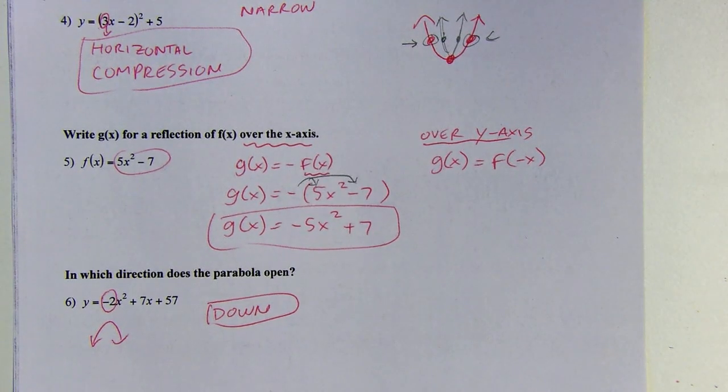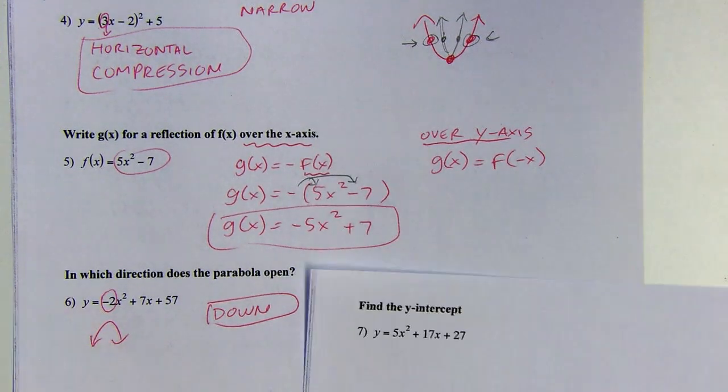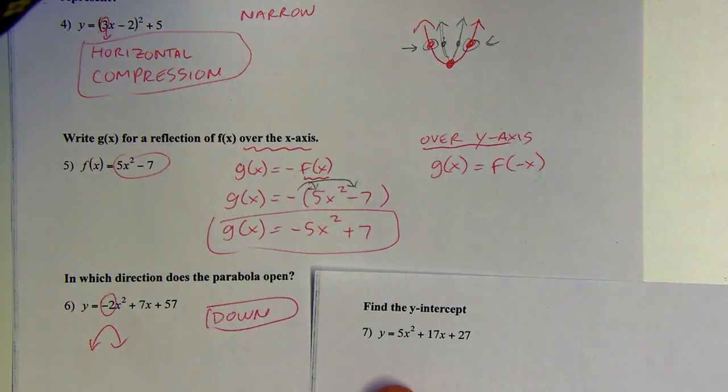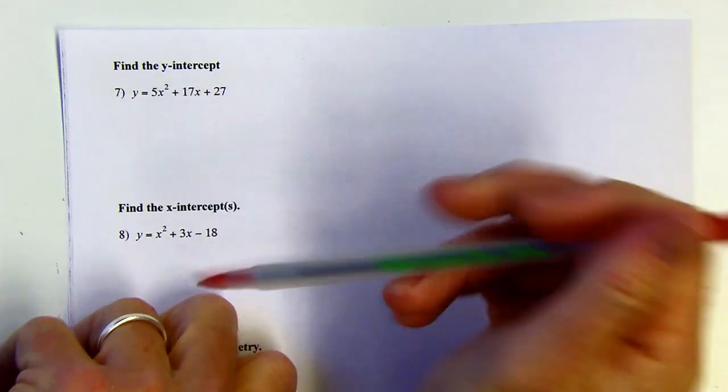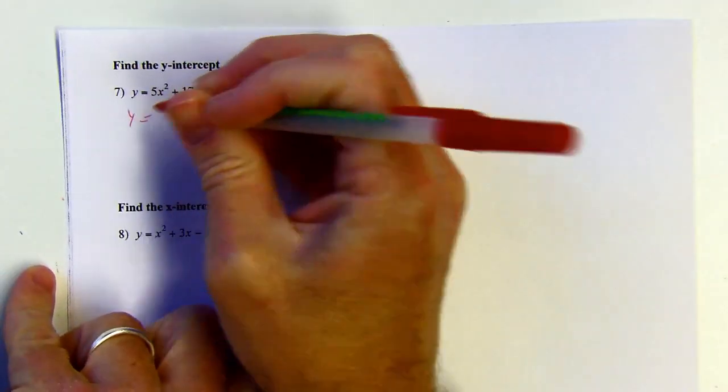Okay, on to the next page. Now we're going to find the y-intercept of a quadratic equation. So to find the y-intercept, you can just plug in 0 for x.